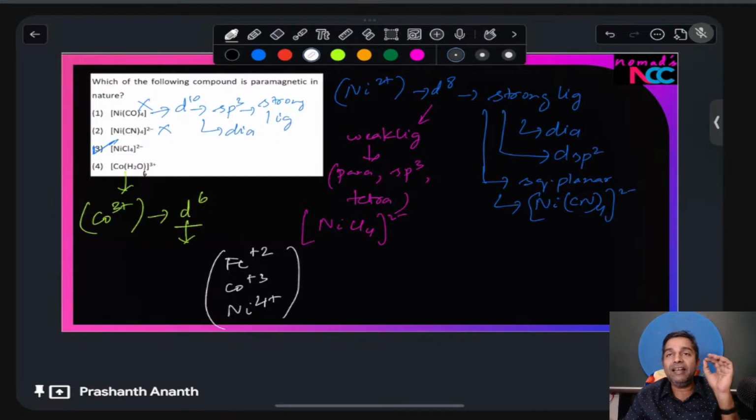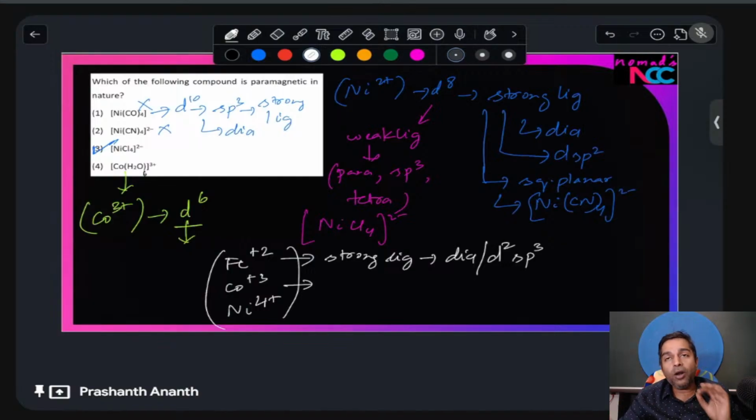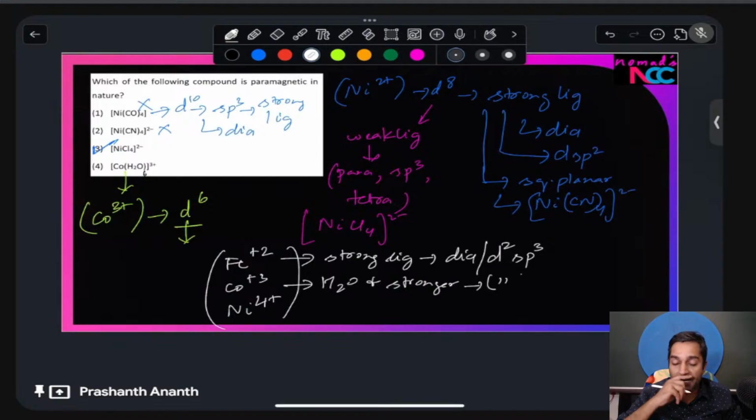So when the central system becomes more and more charged, more and more smaller, it will pull the ligands even closer. If it pulls the ligands even closer, then even with a weak field it will give me inner. So iron 2 plus, only with a strong ligand, will be diamagnetic and d2sp3. d2sp3 means inner orbital. Cobalt 3 plus though, with moderately strong and with strong, will give me the same thing. Usually in this case, the boundary is going to be water. So I would say water and stronger will give the same d2sp3 and diamagnetic.